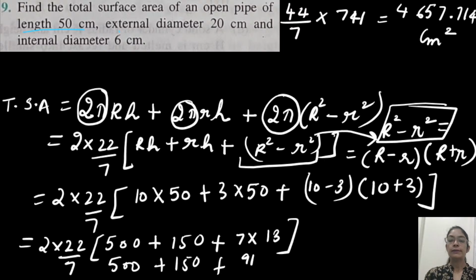So anyone, any doubt? This was a very direct question. We had to find the total surface area of the open pipe. Open pipe means this is a hollow cylinder. We just applied the formula of the total surface area of a hollow cylinder and we got the answer. And in between you keep on checking your back-book answers also. Anyone, any doubt? No. Okay, let's do the next question then.